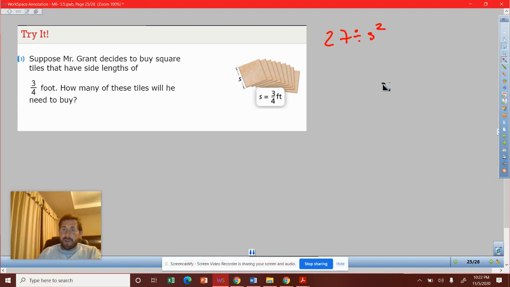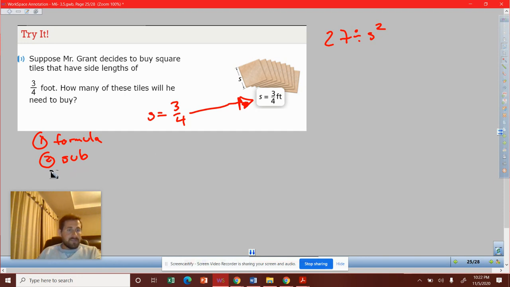So you remember that process that we just did. Number 1, write down the formula. Number 2, substitute in the number you know. So what we know now is that s equals 3/4. Not sure why I wrote it when it was right there, but I wrote it anyways. So now we got 3. We evaluate. And another fancy word for evaluate, solve it. How do we do it? We do it with GEMDAS. We solve using the order of operations.